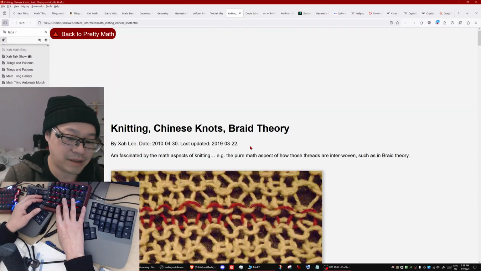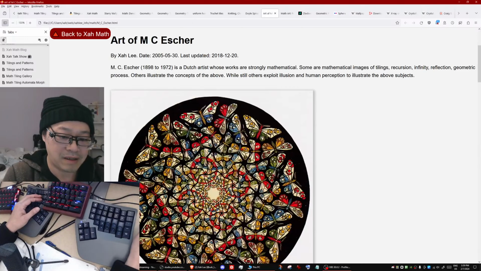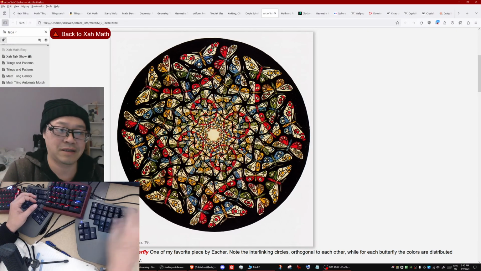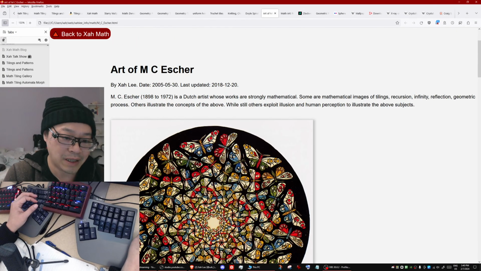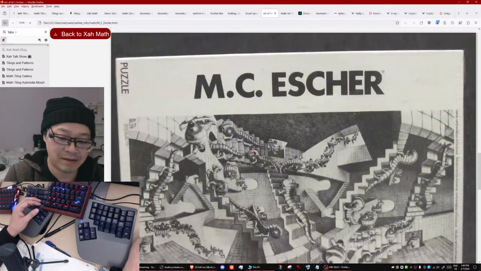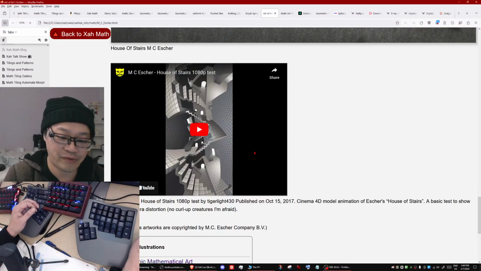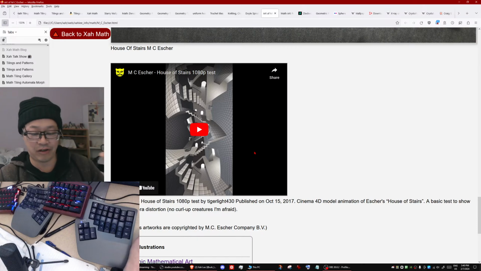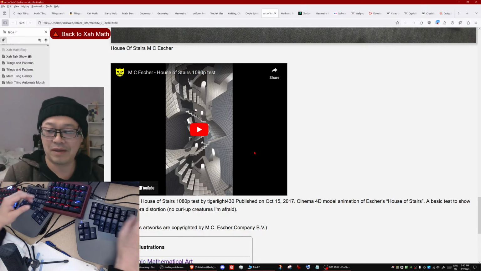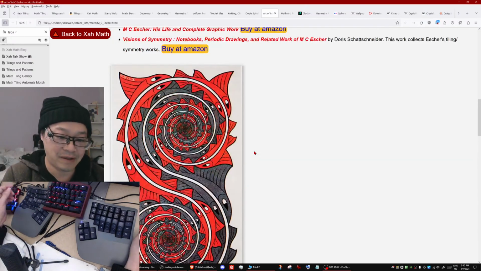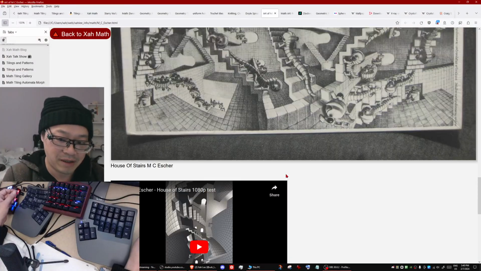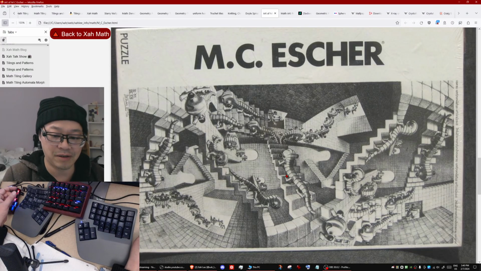Let me show you. The most popular person for creating artworks that illustrate the beauty of mathematics is a Dutch guy, M.C. Escher. You probably have heard of him. These are some of my favorites of all his work. I have a collection of his work, a thick coffee table book. Anyway, these three are probably my favorite artworks of M.C. Escher.